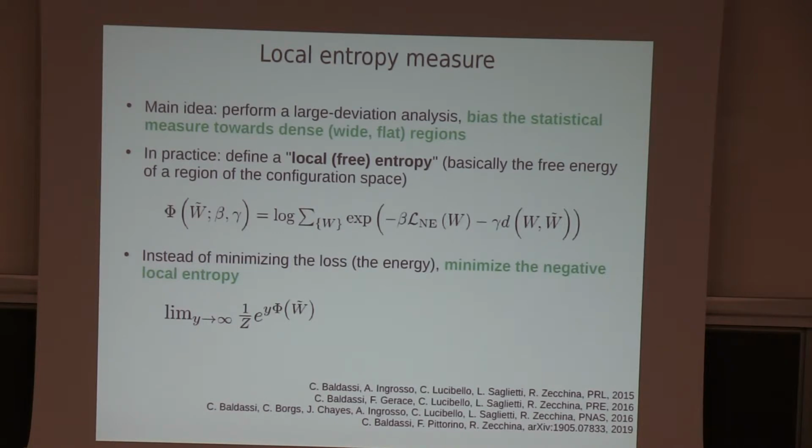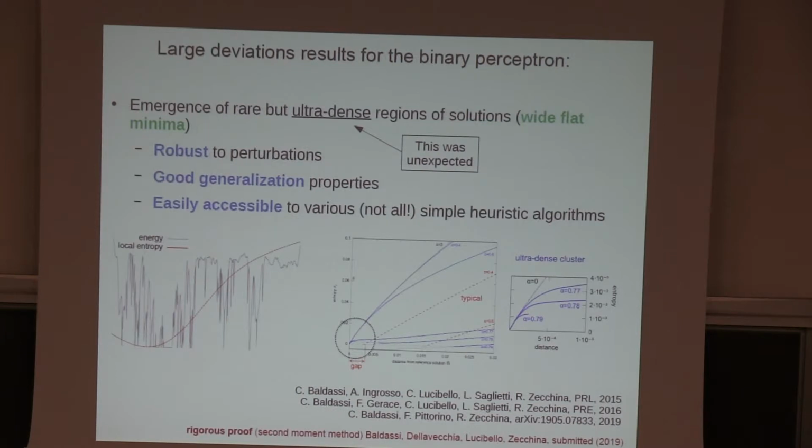And so this can be done by defining what we call a local free entropy, which is nothing but a function that counts how many solutions you have at a given energy within a certain hypersphere of radius d. And if you do this, you do find that in the binary perceptron there exists this strange object which was overlooked in the 90s. And that algorithm tend to end up exactly in this minima.